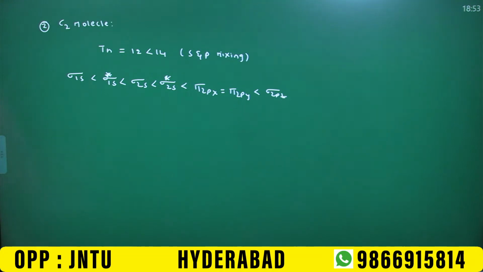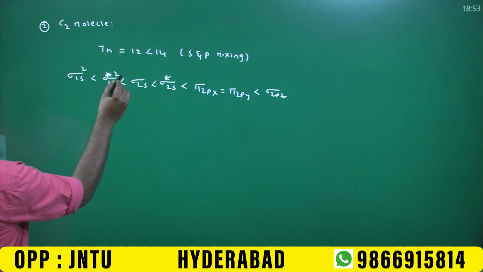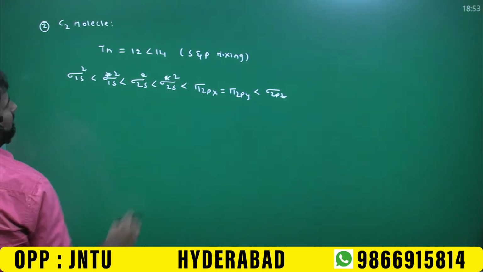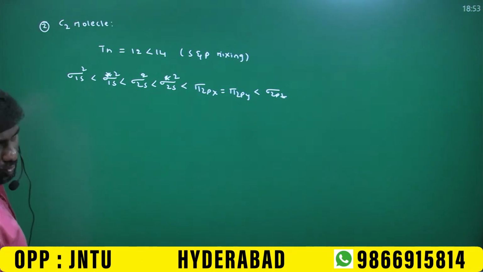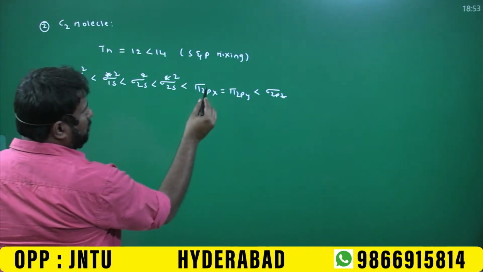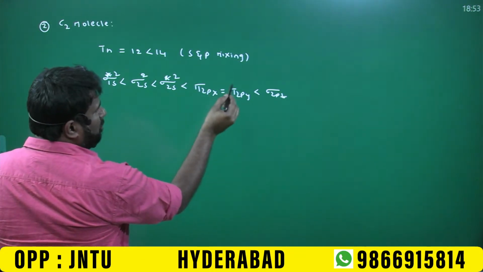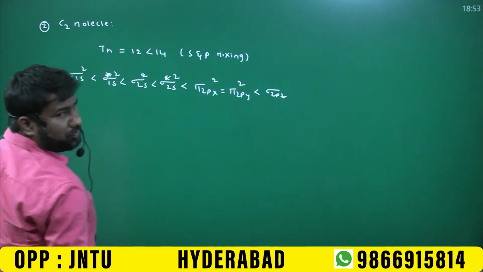Now write the electronic configuration. We have 12 electrons in total. So this is 2, 4, 6, 8, and we have 4 more electrons: 9, 10, 11, 12. So you can write 2, 2.